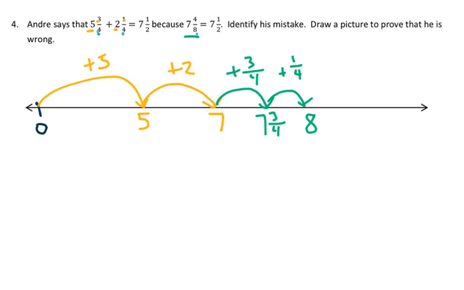The students could write an explanation for this question, but in the original question it just says to draw a picture to prove that he is wrong, and using the number line, this picture would be able to get the student full credit.